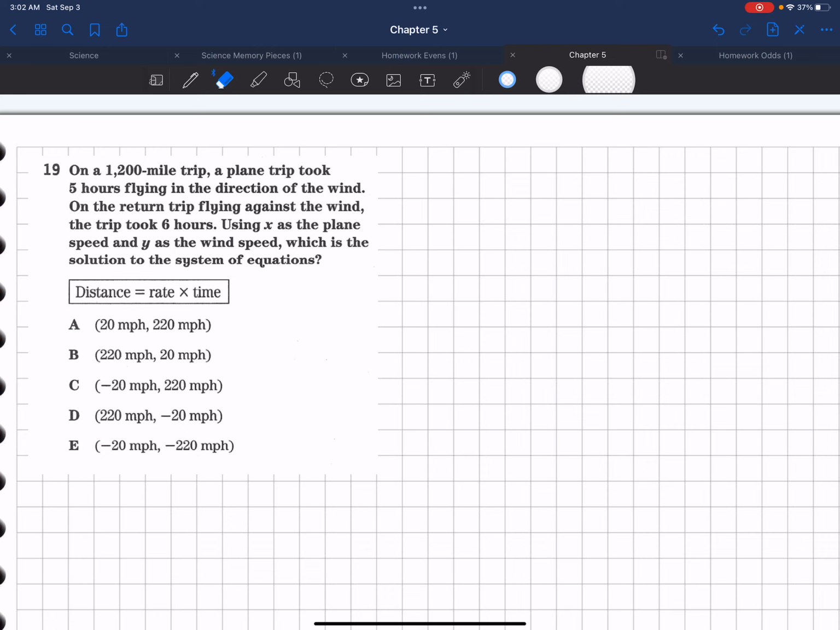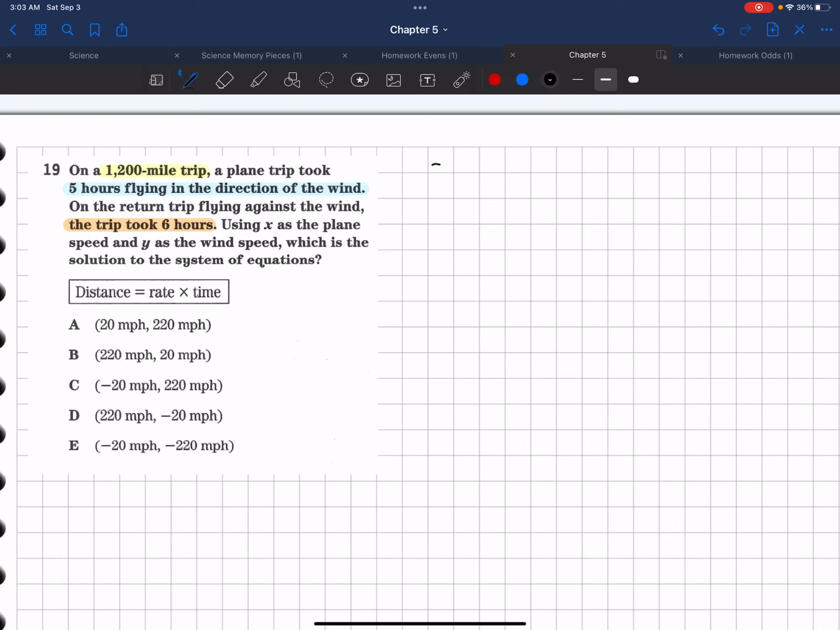It's a hard question. On a 1,200-mile trip, a plane trip took 5 hours flying in the direction of the wind. So we have this piece of information. We have this piece of information. And then we have, on the return trip, flying against the wind, the trip took 6 hours. Using x as the plane speed and y as the wind speed, which is the solution to the system of equations?